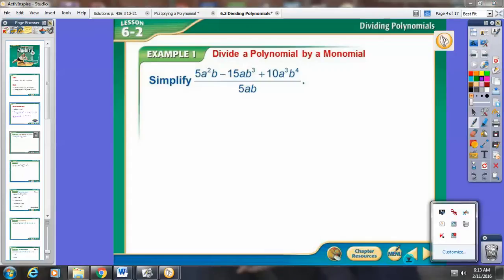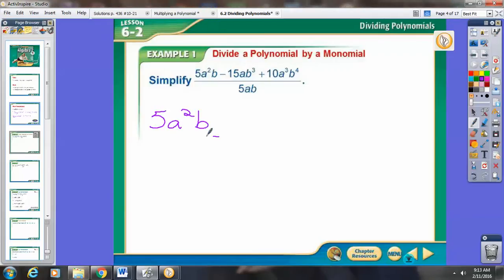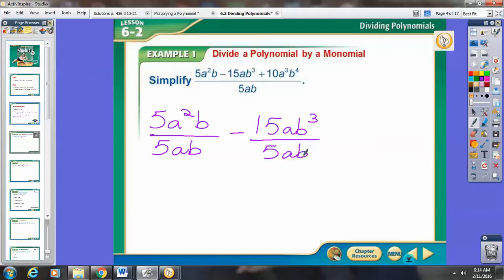In this example, we have a polynomial in the numerator, and we have a monomial in the denominator. We're going to divide, and I think you'll like dividing a polynomial by a monomial. It's much better than dividing by a binomial. We're going to take each value in the numerator and divide it by 5ab. So I'm going to write this out as 5a squared b divided by 5ab, minus 15ab cubed divided by 5ab, and 10a cubed b to the fourth divided by 5ab. You can think of this as three separate problems that you need to simplify, which we should be able to easily do.